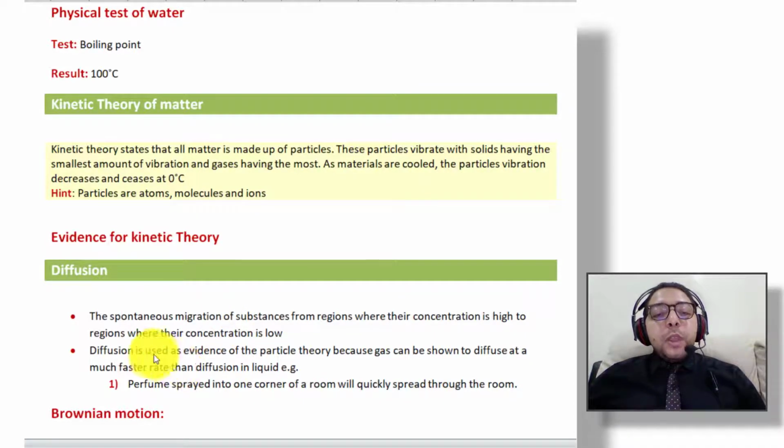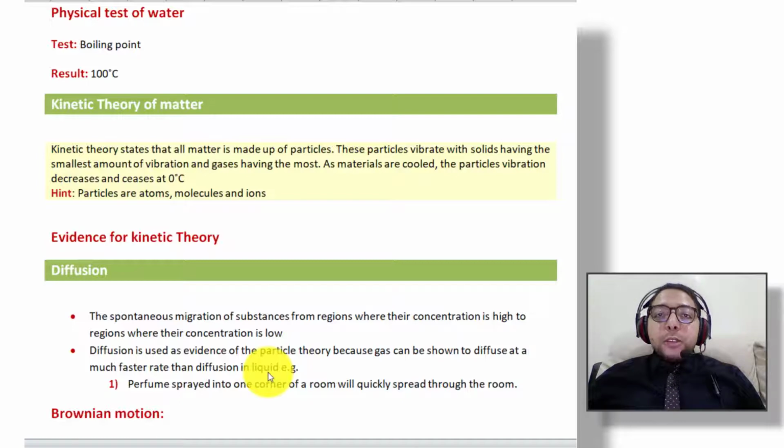Diffusion is used as evidence of the particle theory because gas can be shown to diffuse at a much faster rate than liquid. Can you please give me a reason behind that? Think about a reason why diffusion in gas takes place much faster than in liquid, and why in solid we have no diffusion at all.